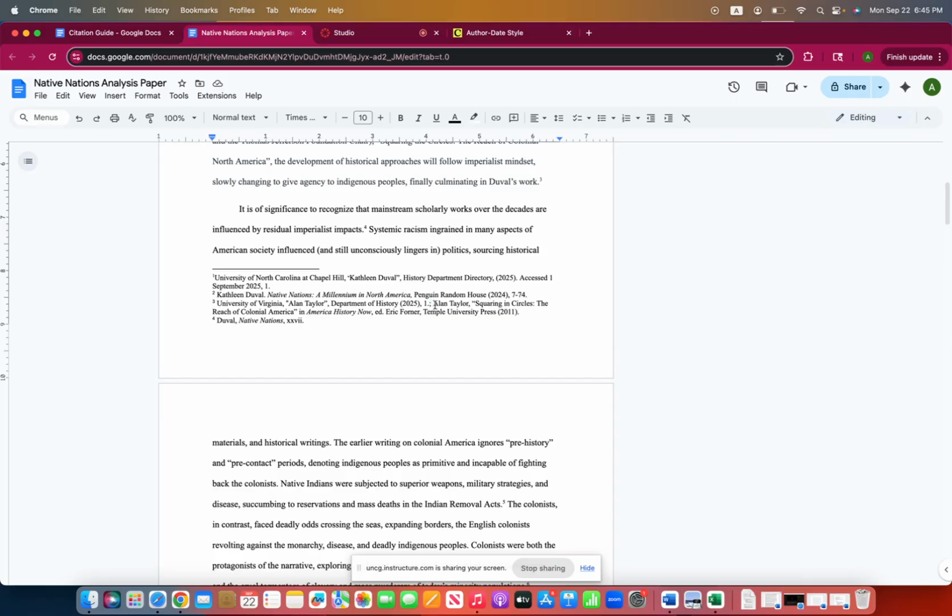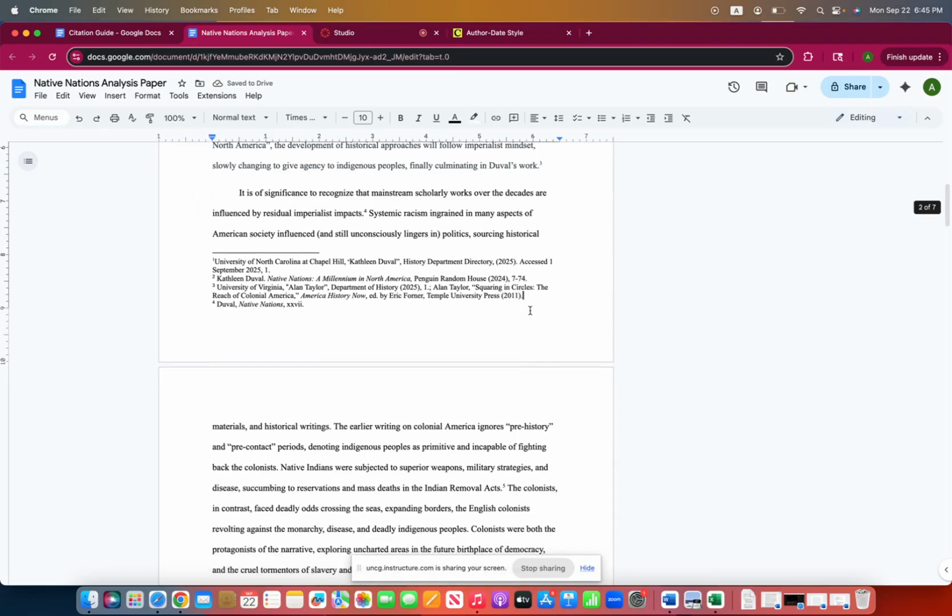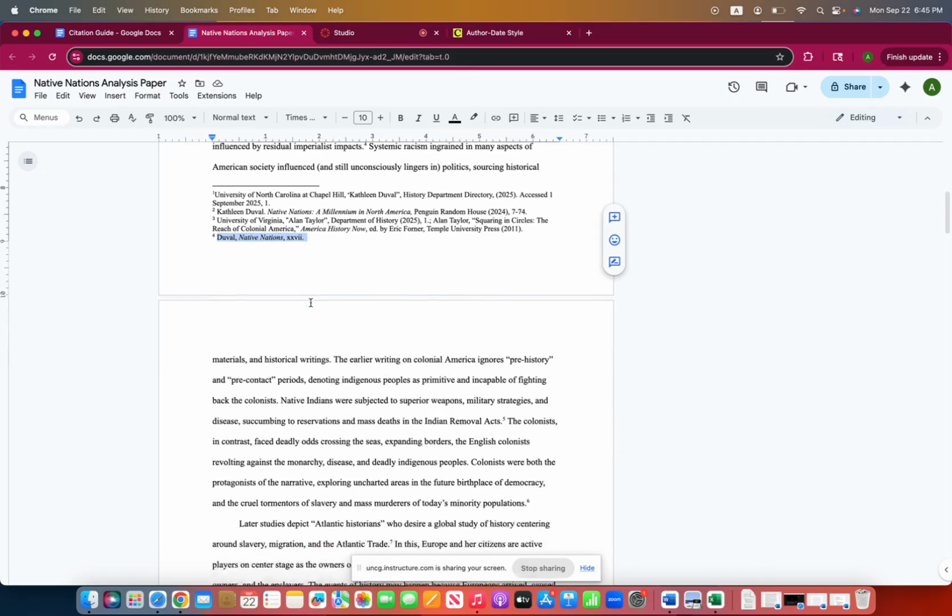Now notice that I have also, this is an article, and it is, my apologies, I did an older version, in the history journal America History Now, and it is edited by Eric Foner from Temple University Press in 2011. Now notice up here, I have Kathleen Duval's Native Nations book. This is how I would create a shortened version. This is just her last name, a shortened version of a very long title that is recognizable, and then a page number. Hang in with me, guys.